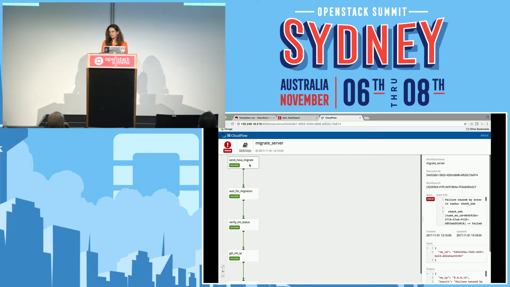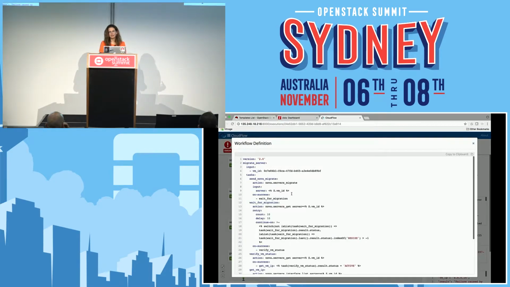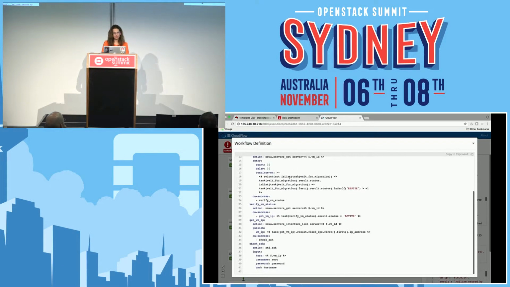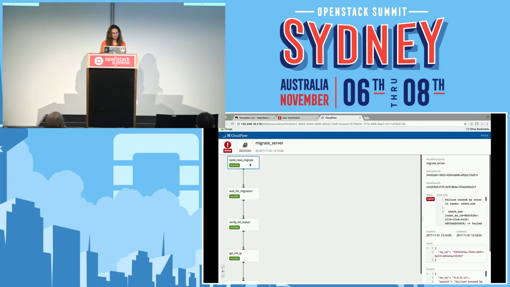Because migrating a VM takes time, it might fail. So it's not enough to ask Nova to do it. Mistral also tracks the progress and makes sure that everything worked well. This is the workflow definition. And we can go over the tasks.